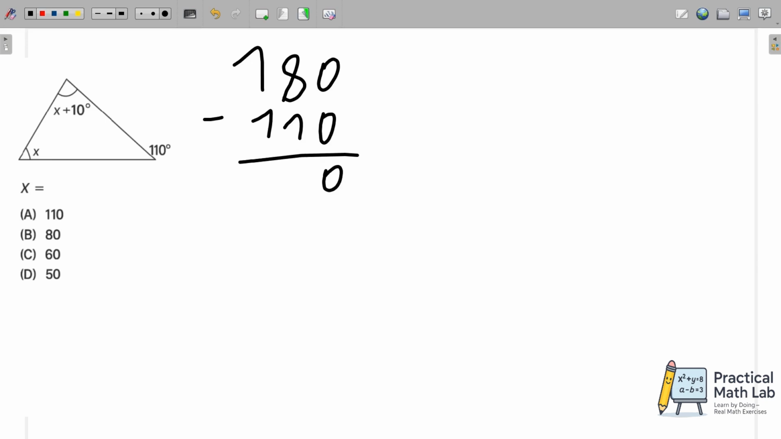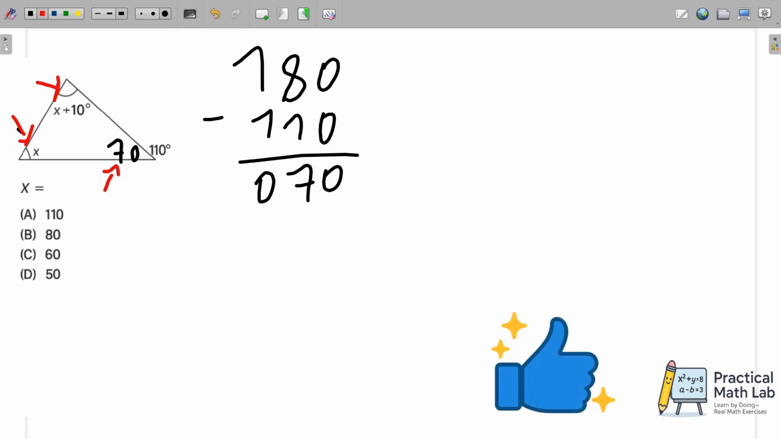0 minus 0 is 0, 8 minus 1 is 7, 1 minus 1 is 0. So, this angle, the interior one, is 70. Okay. Now let's go back to the first rule. The sum of the interior angles of a triangle is always 180 degrees. This one, this one, this one, this one.